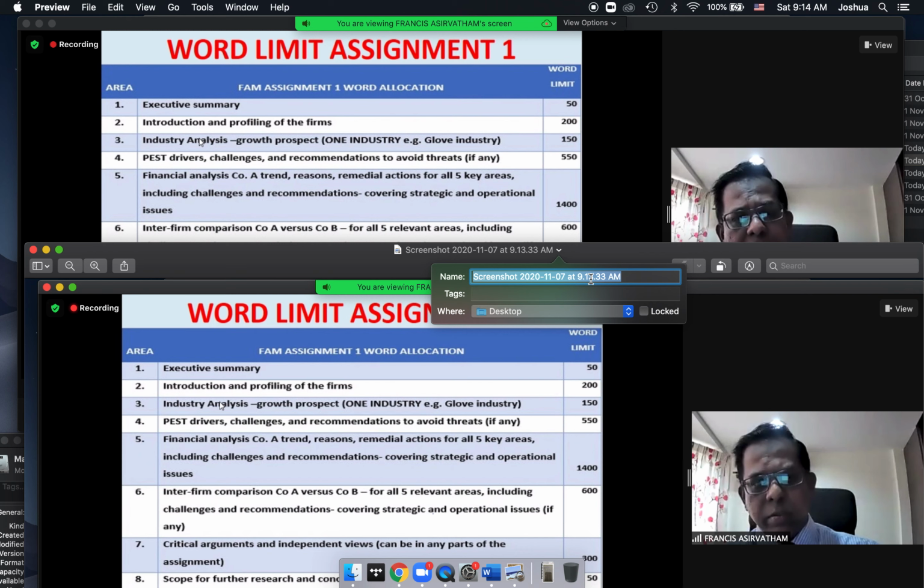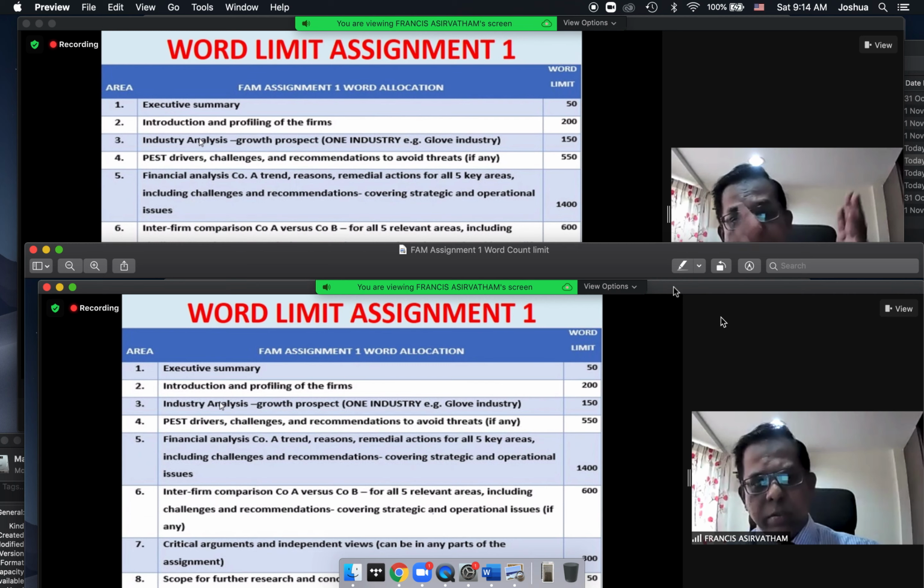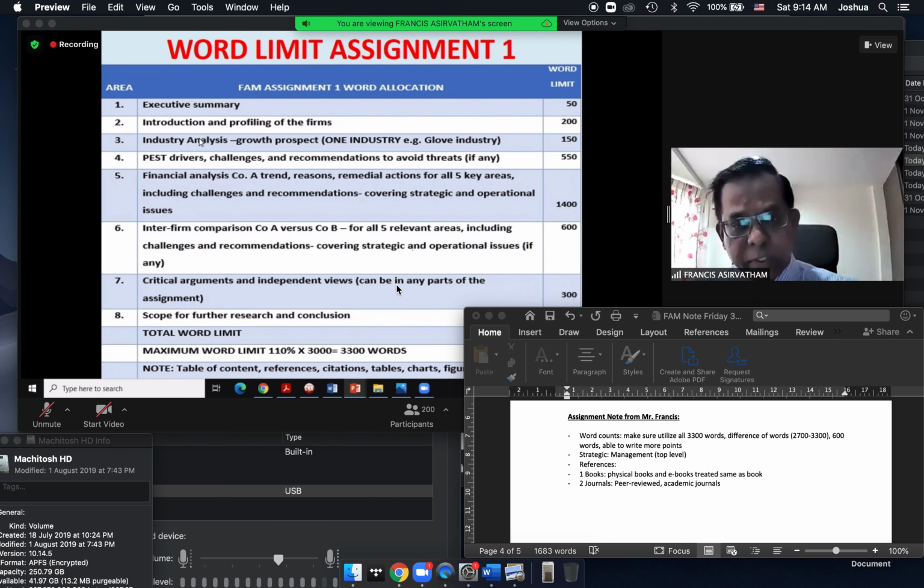Followed by industry analysis. What industry have you selected? It can be the oil and gas industry, the rubber glove industry, the healthcare industry, or the consumer goods industry. We talk about industry attractiveness. Of course, there are models to use to check industry attractiveness. I will show you later what we're going to do.